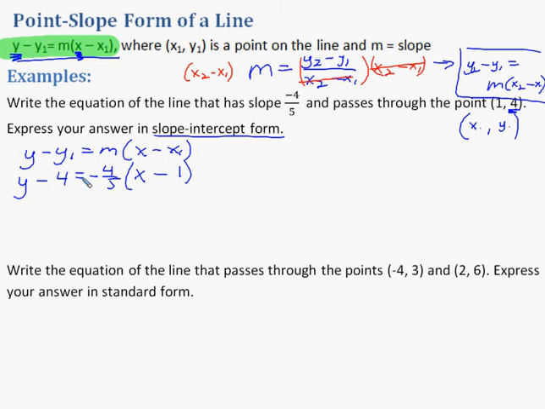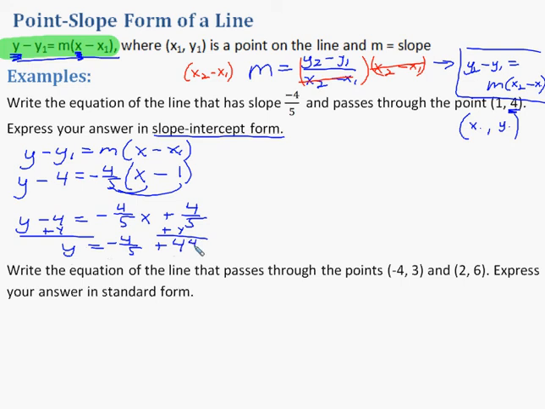So we'll distribute, and we get y minus 4 equals -4/5 x plus 4/5. And then we'll go ahead and add 4 to both sides to finish this off. And we get y equals -4/5 x plus 4 4/5. And that is the equation in slope-intercept form. So if you have a point and the slope, you can plug it into point-slope form first, and then you can use algebra to change it into slope-intercept form.